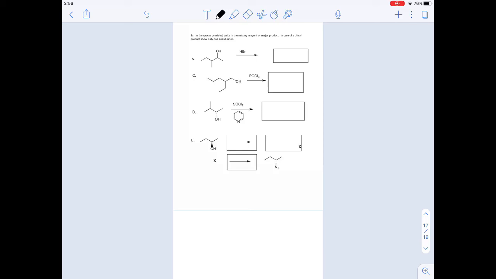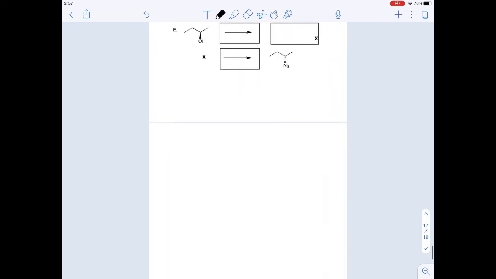So let's start with A. So in this case, you're going to get the replacement of the OH with the Br, but as we remember from the lecture, using HBr has the, what would you call it? The risk of carbocation rearrangements, okay?